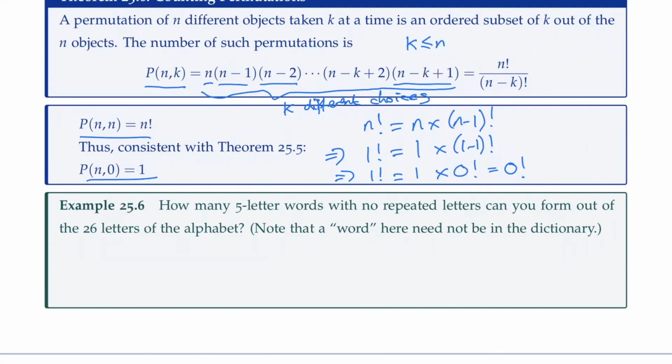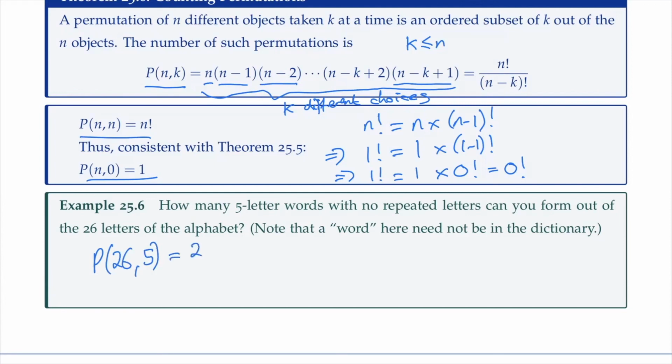So this formula really comes into its own when we want to take a small number of objects from a much larger pool of objects. So for example, how many 5-letter words with no repeated letters can we form out of the 26 letters of the alphabet? Note that a word here need not be in the dictionary, so we're going to count any permutation of letters as being a word, not necessarily English words or German words or French words. Okay, so if we have 26 letters in the alphabet and we're choosing 5 of them, our n is 26 and our k is 5.